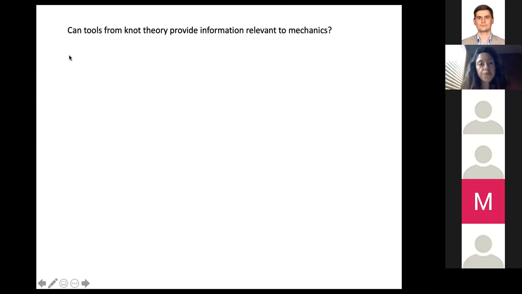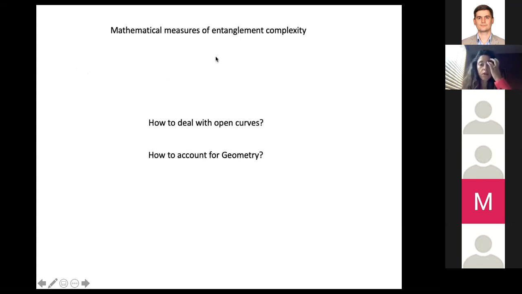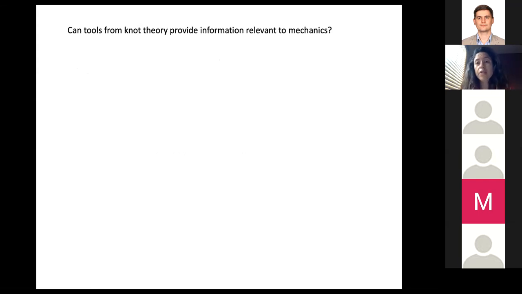So the question that we want to answer is, can tools from knot theory provide information relevant to mechanics? This was something that was originally suggested by polymer physicists themselves. Edwards was the first who suggested that maybe we can use tools like the linking number, because entanglement is not just those contacts that we created with that network, right? It is something that has to do with the global conformation of the chains.